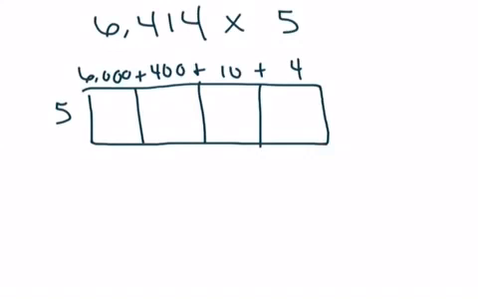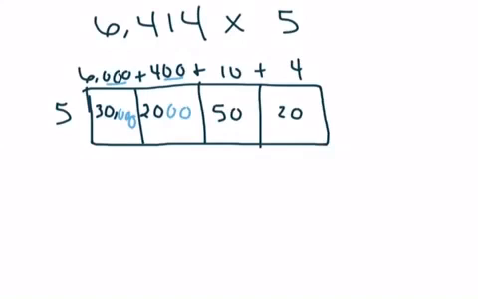So in this first box here, I have 6,000 times 5, and that is 6 times 5 is 30. And I want to check my zeros here, and that looks like I have 3 zeros, so I want to make sure I have 3 more zeros in my box. And then I have 4 hundreds times 5. 4 times 5 would be 20, and that's 20 hundreds, so I need 2 more zeros. 5 times 10 is 50, and 5 times 4 is 20.